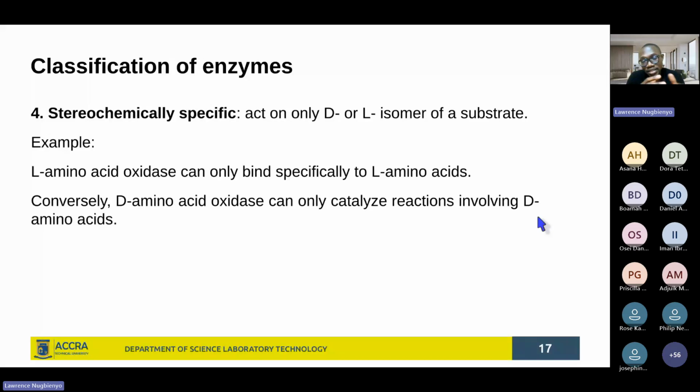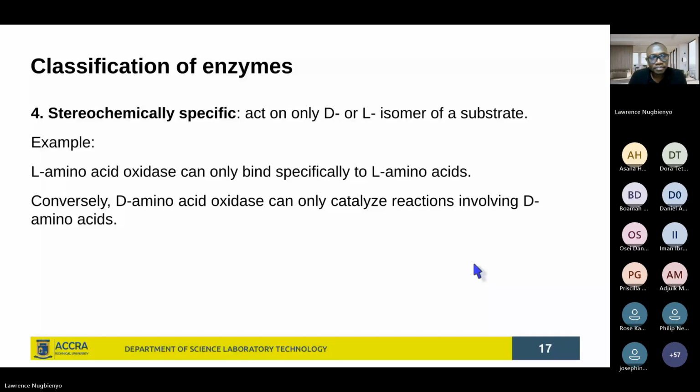So D and L amino acids act like some biological switches, like on and off. If you have the L isomer of an amino acid, that amino acid is active and can carry out a particular function. But if it's the D isomer, then it is inactive, and so a particular reaction will not proceed. So that's how they act, on and off, like biological switches.